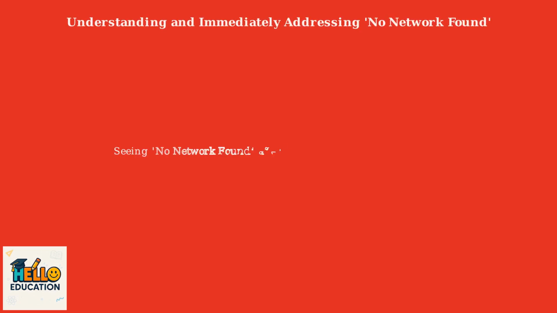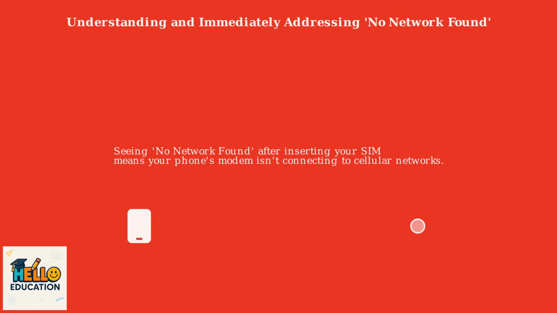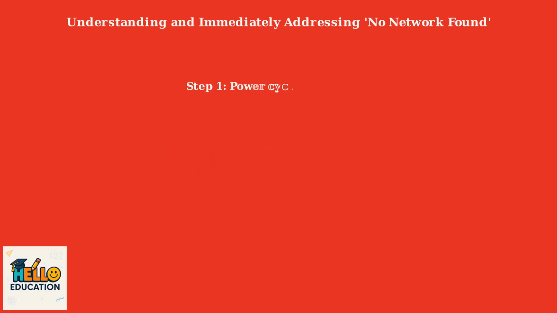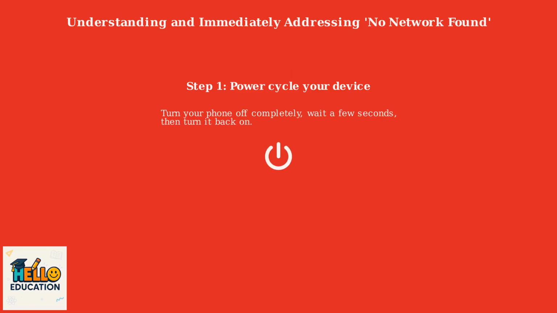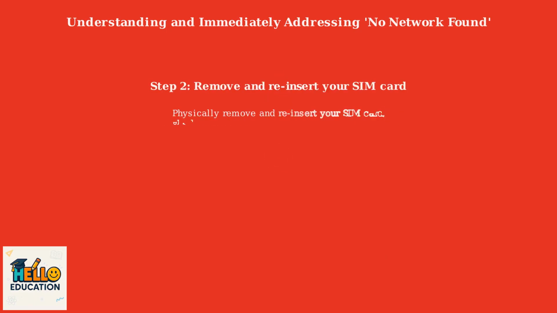Seeing no network found after inserting your SIM means your phone's modem isn't connecting to cellular networks. First, power cycle your device. Turn your phone off completely, wait a few seconds, then turn it back on. Then, physically remove and reinsert your SIM card, ensuring it's properly seated and clean. A loose connection is a common cause.